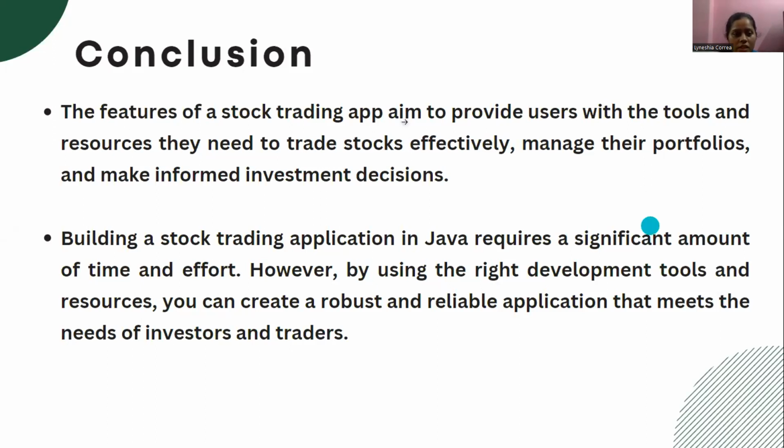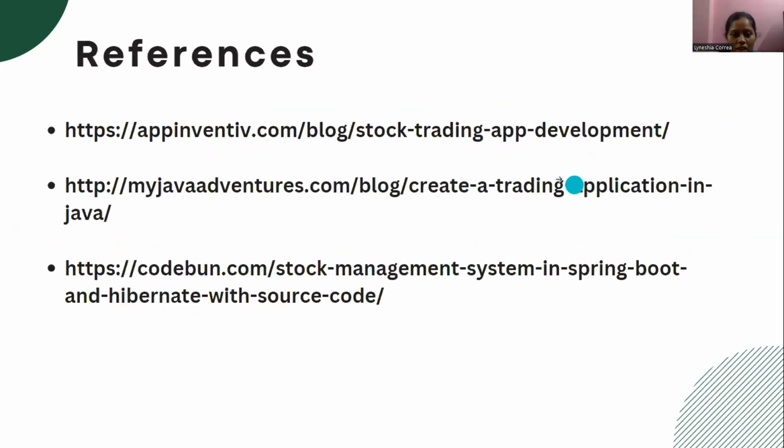So, conclusion: the features of a stock trading app aim to provide users with the tools and resources they need to trade stocks effectively, manage their portfolios, and make informed investment decisions. Building a stock trading application in Java requires an amount of time and effort. However, by using the right development tools and resources, you can create a robust and reliable application that meets the needs of the investors. So these are the references.